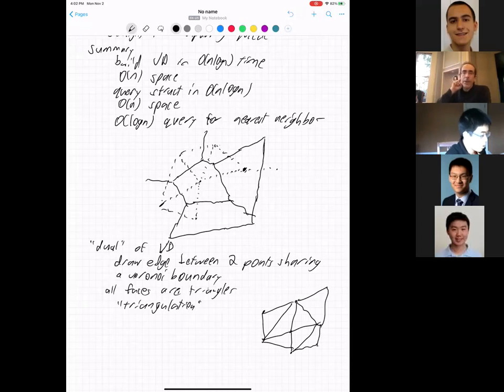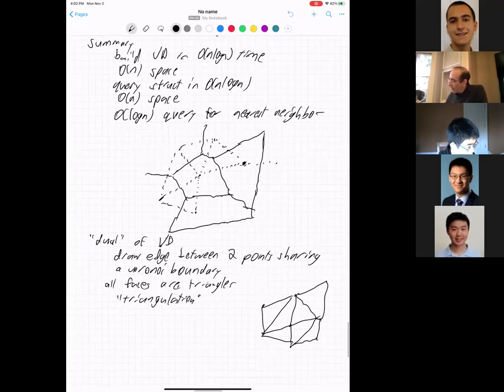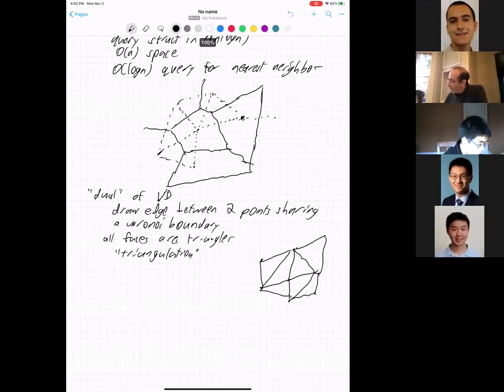Okay, and triangulations are really, really important. You use triangulations when you're solving partial differential equations for numerical approximation. You use triangulations when you're doing computer graphics and you want to represent a shape. You break it into triangles in order to render each triangle nicely and thus render the entire shape. So triangulations are really important in practice. And the triangulation that you get as the dual of the Voronoi diagram is known as the Delaunay triangulation.